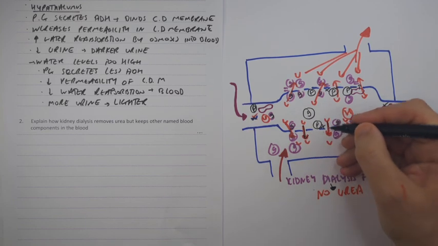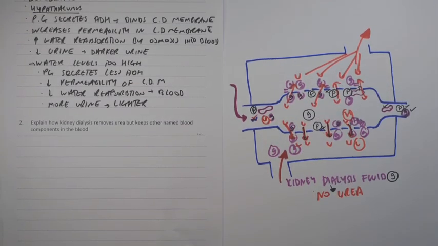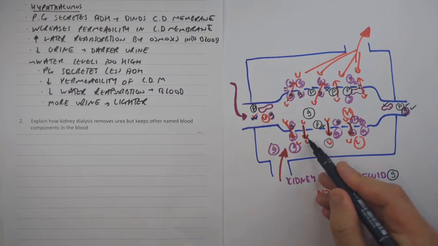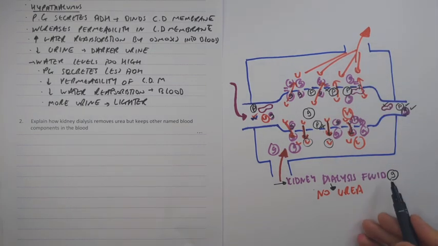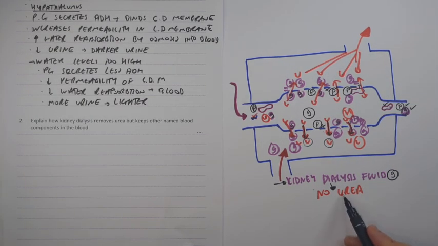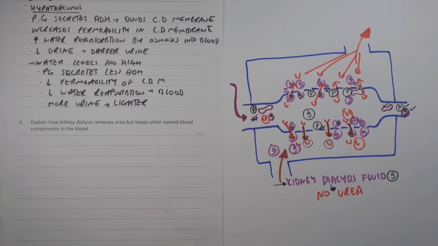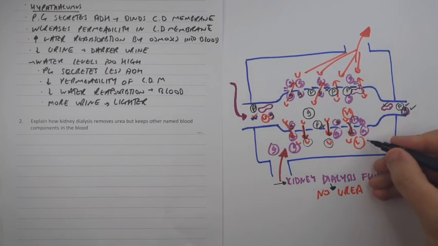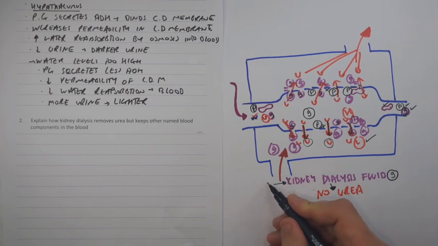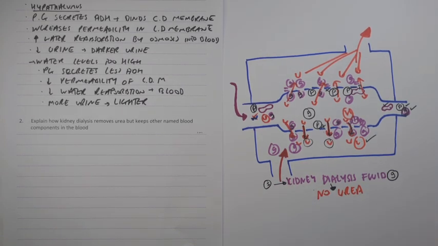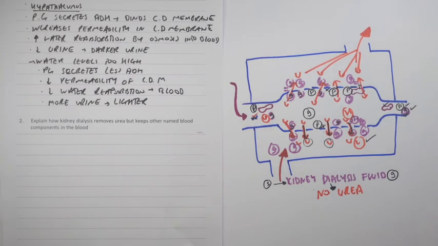Therefore, urea is going to diffuse out of the patient's blood and into the dialysis fluid. But you need to state that the kidney dialysis fluid is replaced with fluid with no urea to maintain the concentration gradient. So 1, 2, 3, 4. We understand that, and then you need to talk about replacing dialysis fluid and the reason why. So that is point 5. You've got 4 minutes to answer that question. Go.